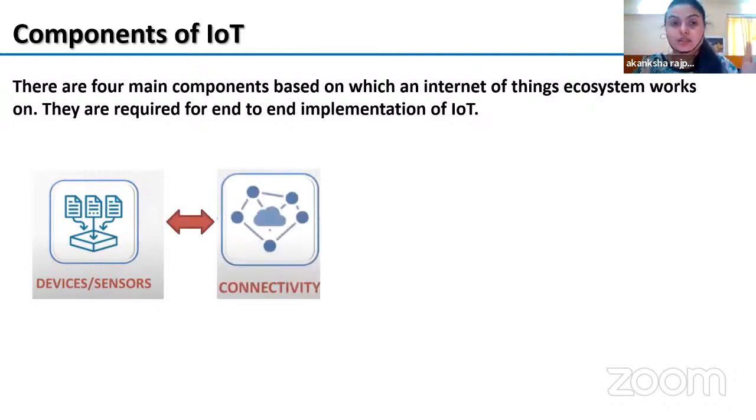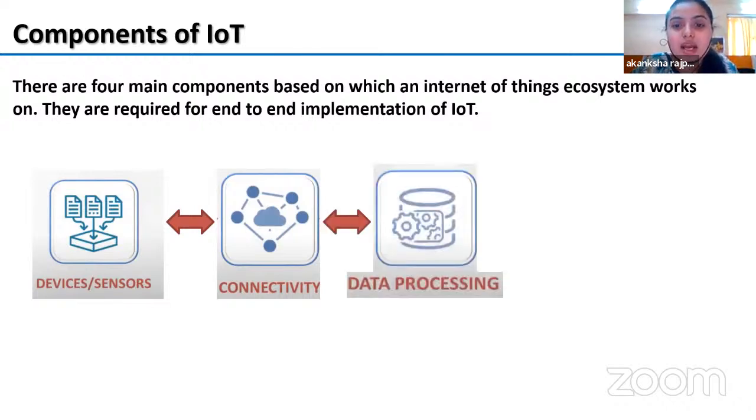After that, connectivity. The device should be connected with the internet. And also your servers, your IP address, your mobile phone, or any kind of mobile application should also be connected with the internet. So connectivity is the second most important parameter in IoT. After that is data processing. In that case, you can use any microcontroller or any microprocessor to execute your instructions, to analyze your data, and to process your data.